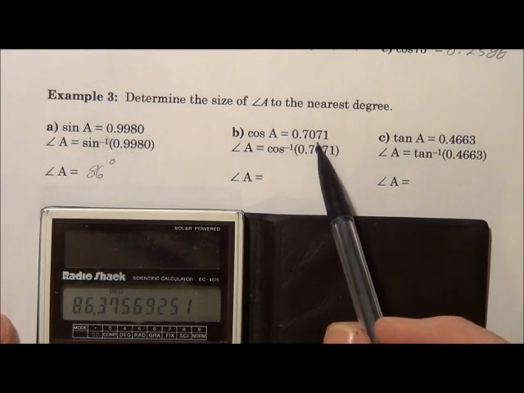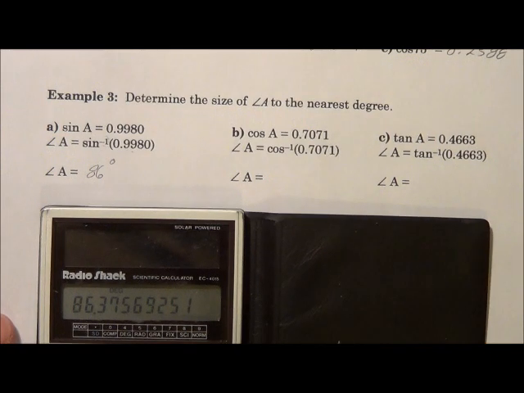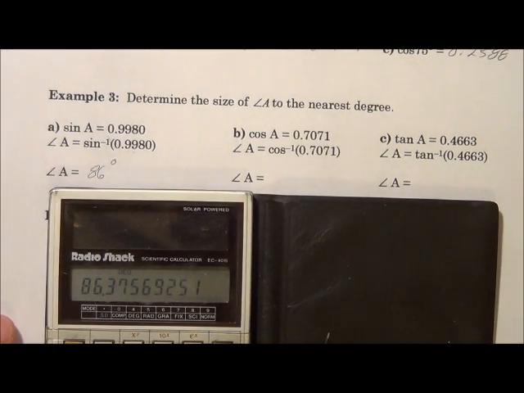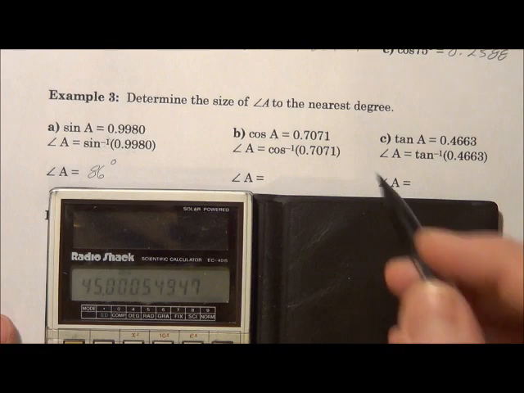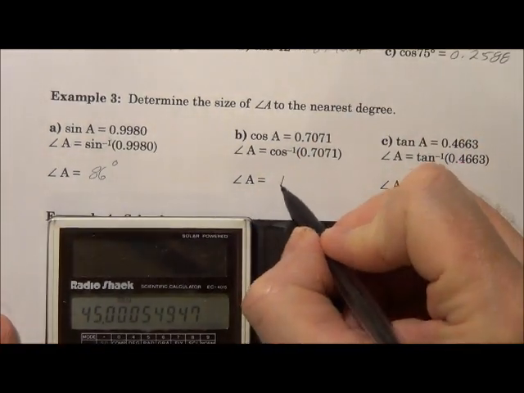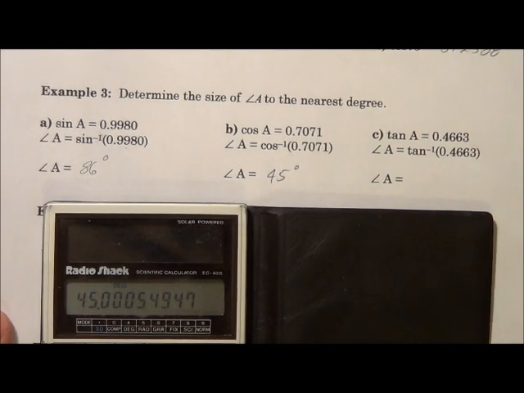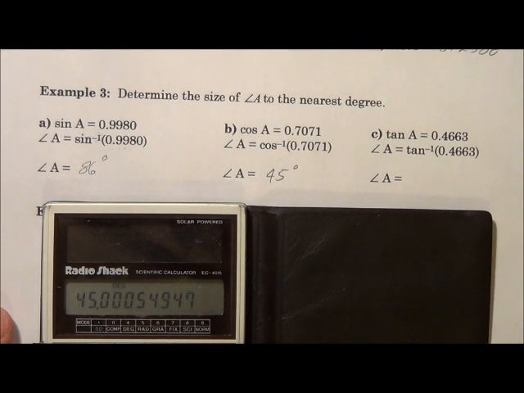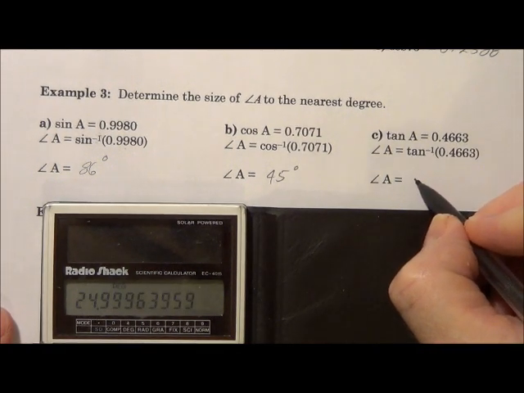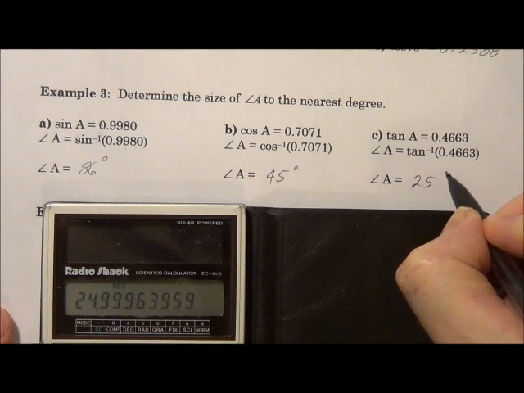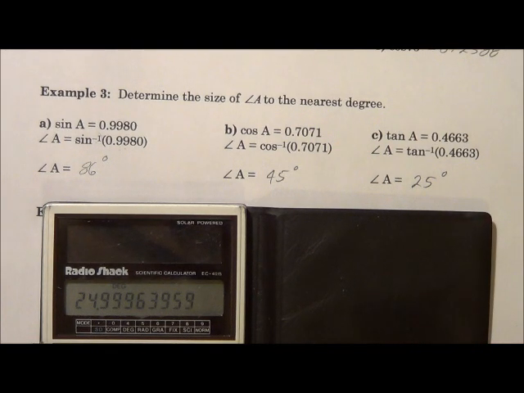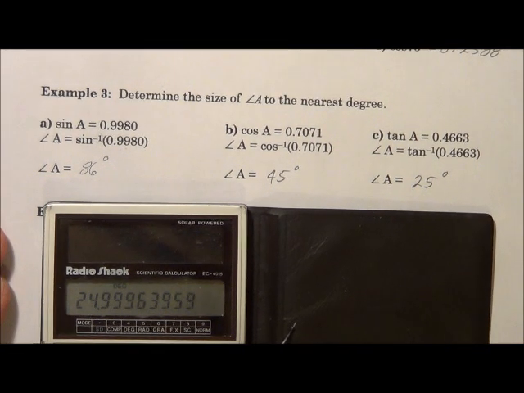Cosine of A is 0.7071, so we want to find out what angle corresponds to that. So I'll put 0.7071 inverse cosine, and that will give me 45 degrees to the nearest degree. And then for the last example, example C, 0.4663 inverse tan will give me 24.9996 degrees, which to the nearest degree is 25 degrees.